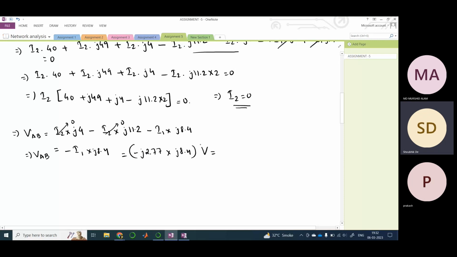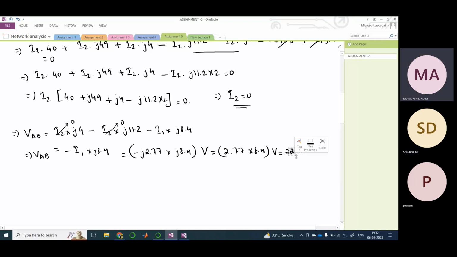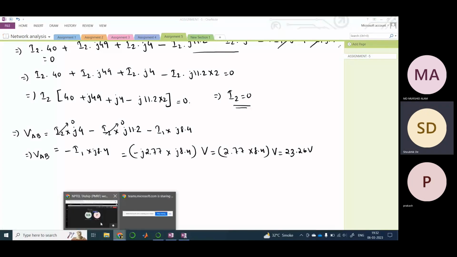So this would be what? Minus J is minus 1, and minus and minus is plus, so we will have 2.77 into 8.4. Can anyone calculate and tell me the value? 23.26. Okay, 23.26.